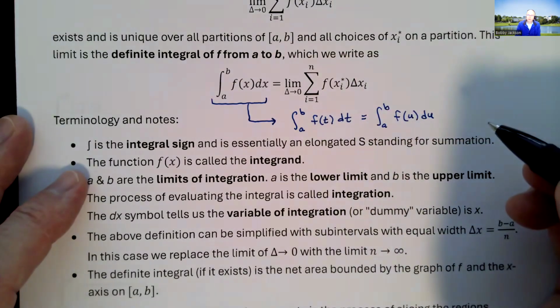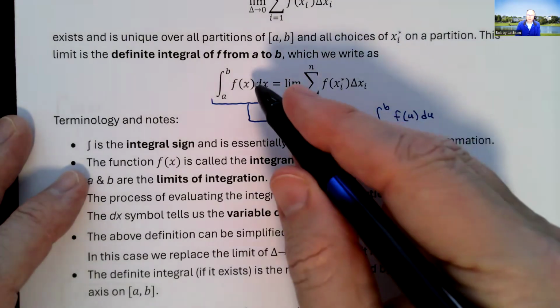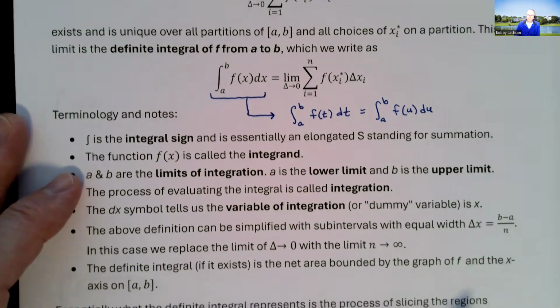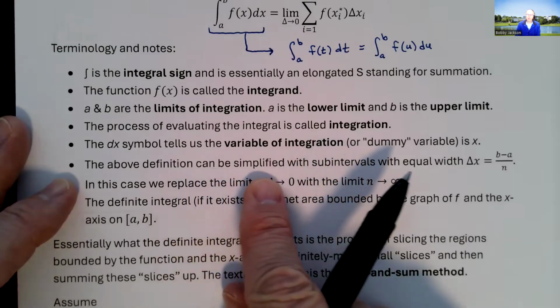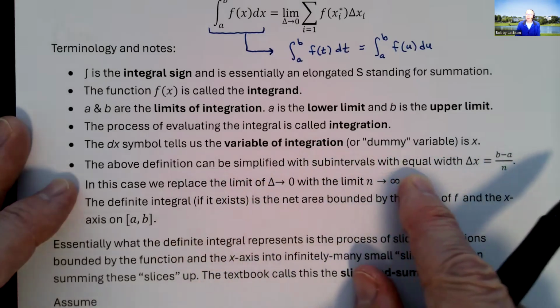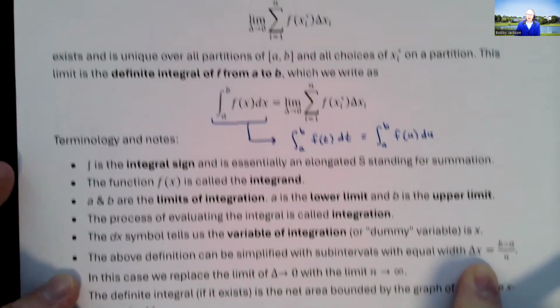Those are reserved for the constants for the upper and lower limit. But any variable, these are all the same. Okay, doesn't matter. Now, the above definition, as we said, can be simplified with subintervals of equal width, and that's the way we're going to typically do it. We're not going to do the varying widths thing.